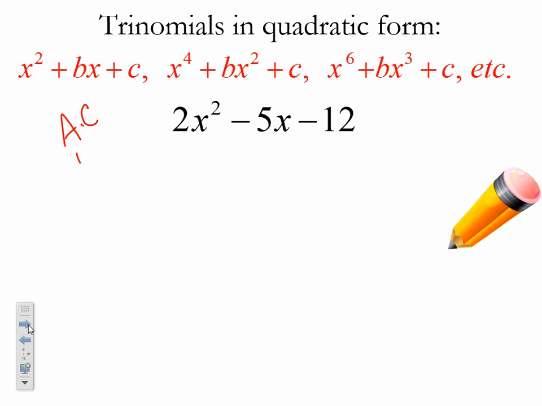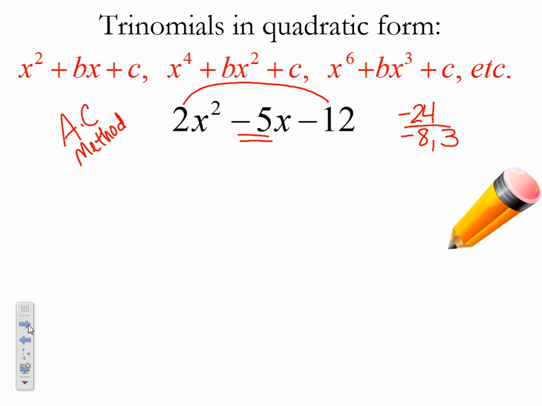The AC method, one more time, is us taking A times C, negative 24. Negative 12 times 2 is negative 24. What multiplies to make negative 24 and adds to make negative 5? Negative 8, positive 3 will do that.